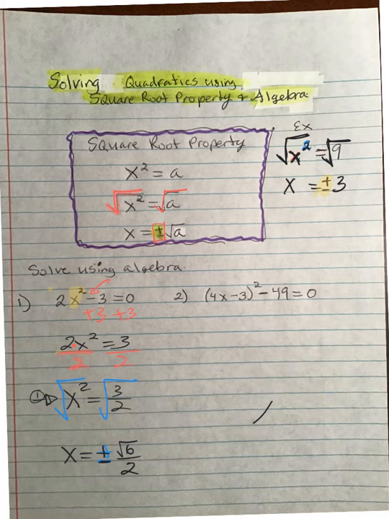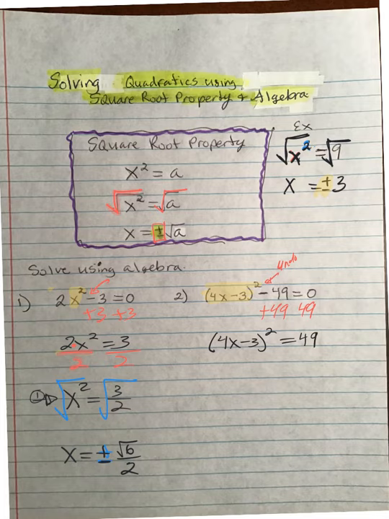Okay, problem number 2. We want to isolate the square root. So remember, this is the square root function, and we want to isolate that. So when you isolate that, we have to undo subtracting 49 by adding, right? So we got to add 49 to both sides. And that gives you the quantity 4x minus 3 squared equals 49.